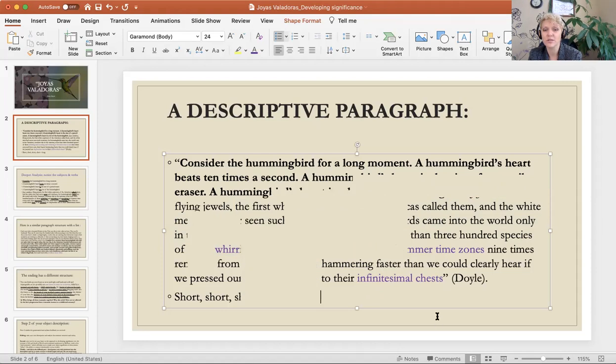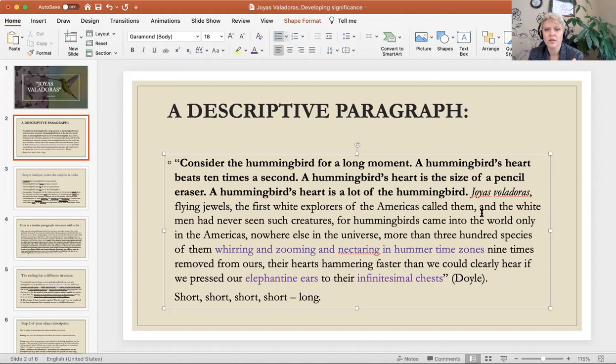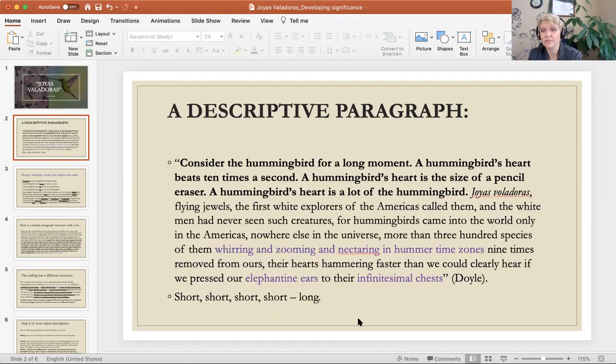We come back to the bird, right? So Joyas Voladoras, then you have this almost parenthetical why they're called and who called them that. And then you get your verbs that allow you to picture their activity. So to whir, to zoom, these are not particularly difficult words, but notice the parallel construction of the ing: whirring, zooming, and nectaring, coming from the word nectar, right? This is how they feed, from the nectar of the flowers. Doyle uses this atypical construction, nectaring, right?